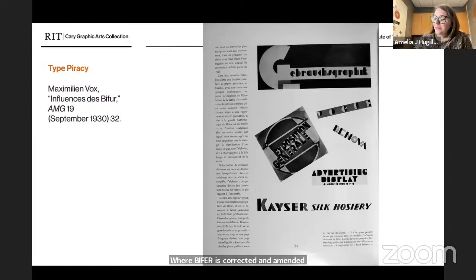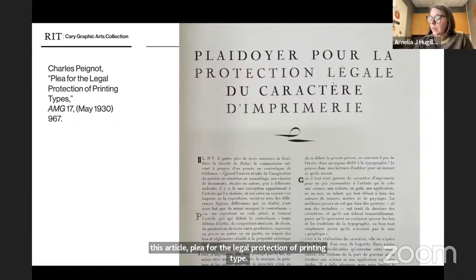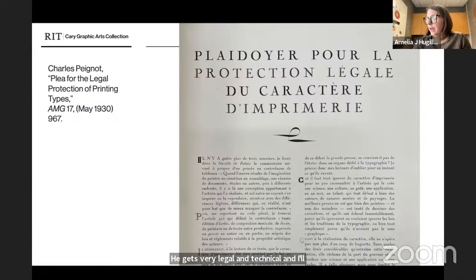In 1930, we hear directly from Charles Peignot himself in this article, plea for the legal protection of printing type. He gets very legal and technical, and I'll quote: referring to the penal code, I found in Article 425, which defines counterfeiting, any edition of writings, musical composition, drawing, painting, or any other production, printed or engraved in whole or in part, in defiance of the laws and regulations relating to artistic property of the authors.